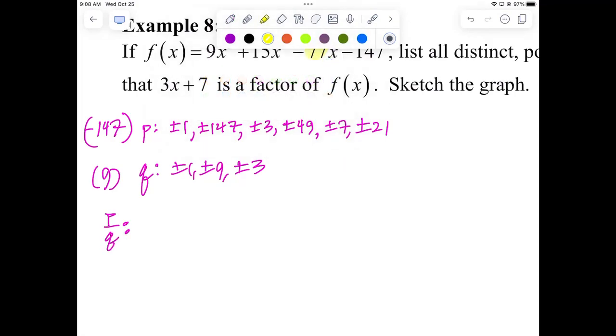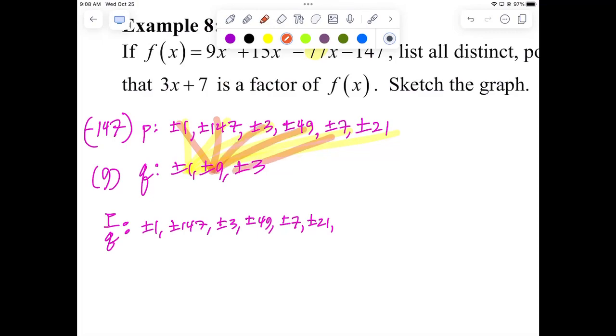The way I do it is this. I start with the 1 in the bottom, and I distribute it to all of these other factors, like that. Now, anything over 1 is itself. So I can just say it's plus or minus 1, plus or minus 147, plus or minus 3, plus or minus 49, plus or minus 7, plus or minus 21. Right? Now I go down to the 9. I do the same thing, but I do it with the 9. So all of these are over 9.